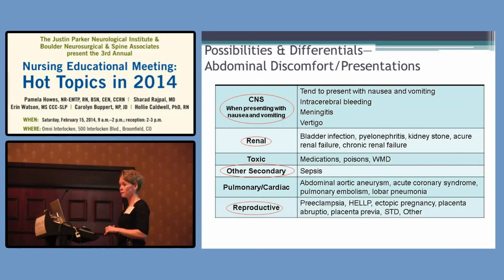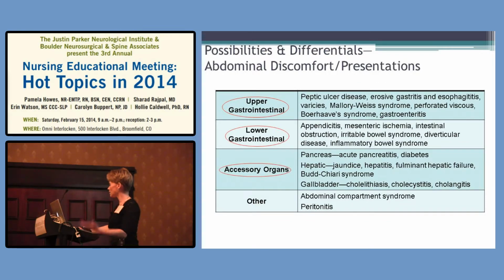What about reproductive? Right. Do we know that she's not pregnant? No, we don't have that information yet. Definitely something we need to know. Okay. Could she have upper GI, lower GI, accessory organs? She'd have all that. Could she have an MI at age 40? I promise you she can.